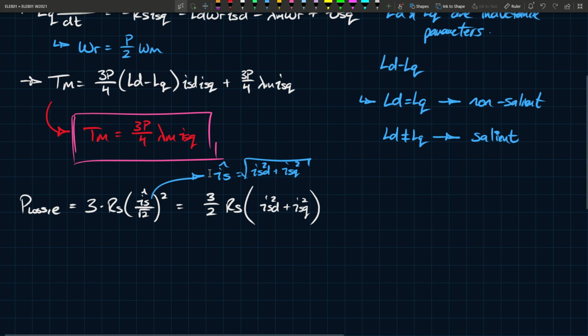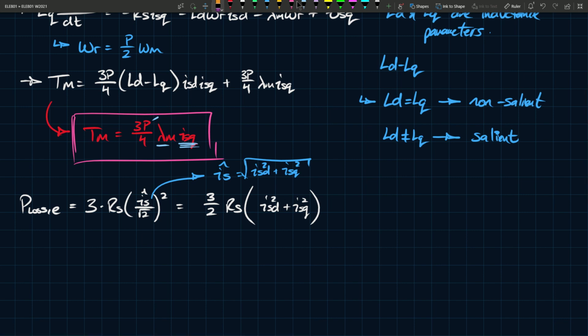Now, what are the implications here? So let's take a look. When you look at your torque, you see that the torque is dependent only on ISQ. Now you have lambda m and you have P, but P is dependent on the structure of the machine. And lambda m is, again, fixed because lambda m is coming from the permanent magnet. So this lambda m is fixed, this P is fixed, meaning ISQ is used to control the torque.